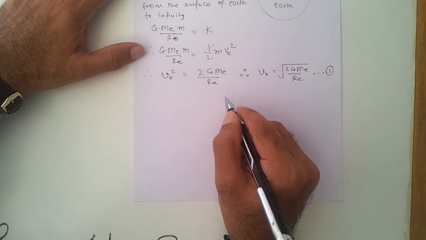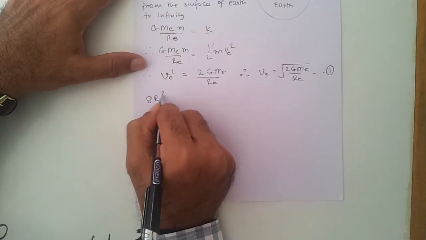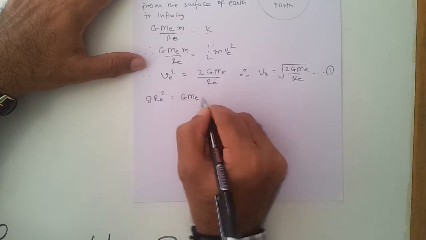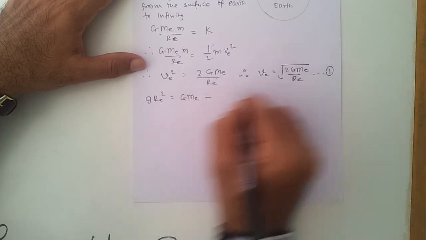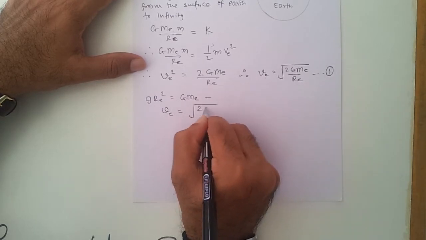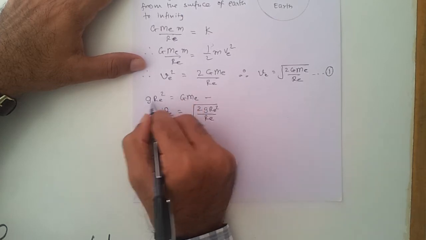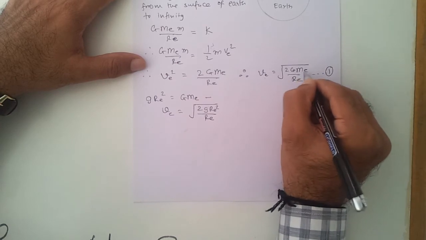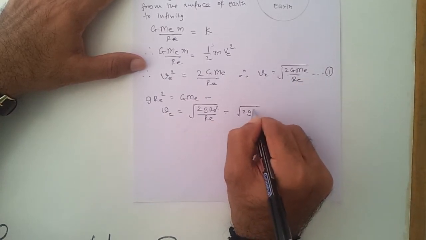Okay. A couple of things more about escape velocity. We know that g Re square is equal to GMe, right? So if I put this in the equation of escape velocity, I'll get ve is equal to square root of 2 g Re square upon Re. GMe is g Re square, so instead of GMe I have put g Re square, and therefore that will give me square root of 2 g Re.